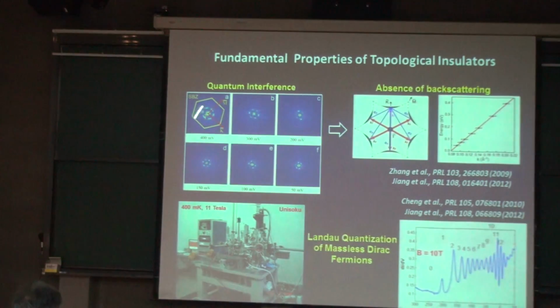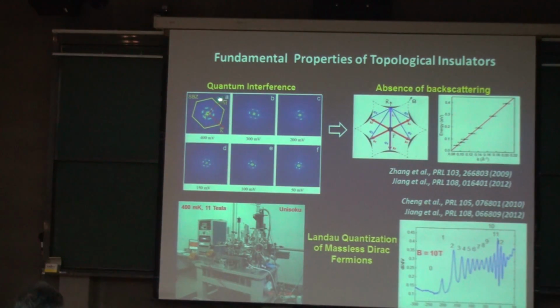So this is some of the quantum interference pattern observed on the bismuth selenide surface. I will not talk about this. Also, the absence of backscattering by analysis of this quantum interference pattern. This is the first observation of Landau quantization in the case of bismuth selenide by STM. Also, another group is the Japan group, Hanaguri.